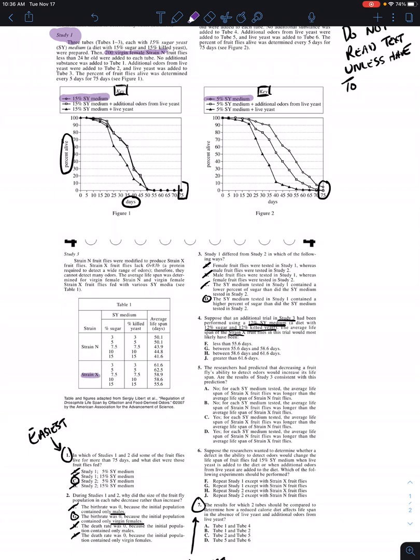And we saw that the SY medium said that we had 12% sugar and 12% killed yeast. Well, 12% sugar would fall in between 10 and 15. 12% killed yeast would fall in between 10 and 15. And so that tells us our average lifespan, which is this far right column, the average lifespan would be between 58.6 and 55.6. And that aligns best to answer choice G. So we know that that is going to be our final answer.